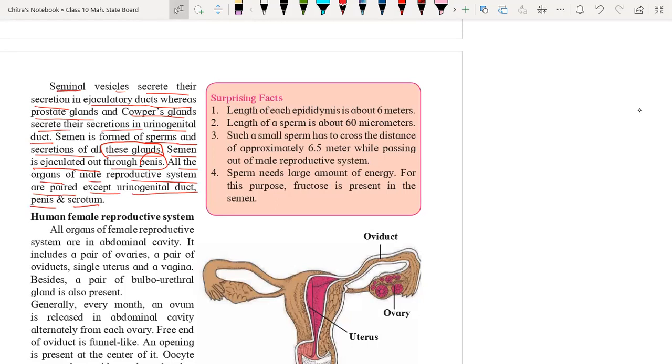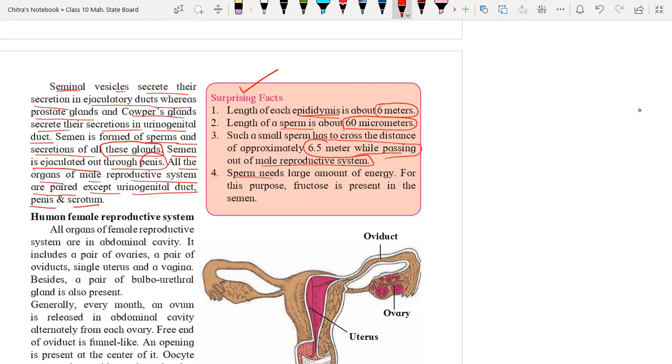Okay, so here we have the surprising facts that we have to know. First is the length of each epididymis, which is about 6 meters long. Okay, it is the length of epididymis, very important. The length of the sperm is about 60 micrometers. Again, it is very important. Such a small sperm has to cross a distance of up to 6.5 meters while passing through the male reproductive system. Very important. These are the facts.